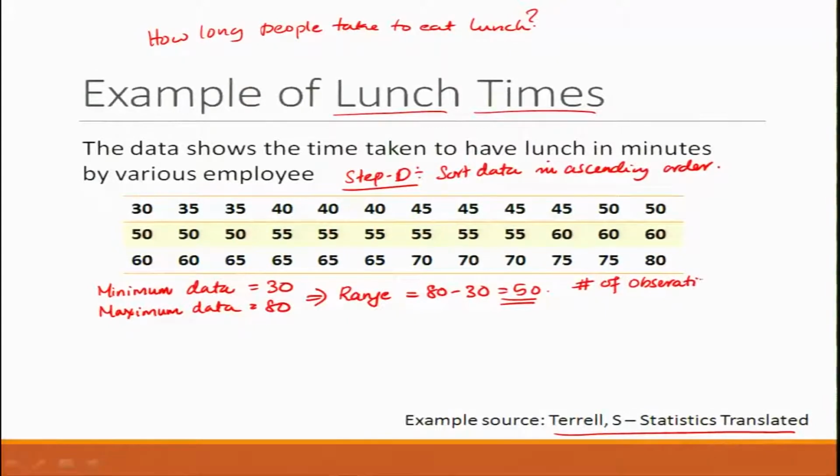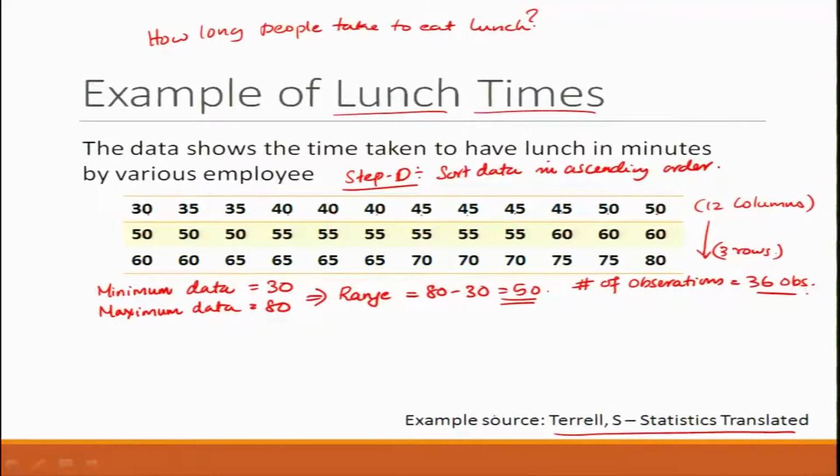Number of observations, how many are there? There is 1, 2, 3, 4, 5, 6, 7, 8, 9, 10, 11, 12. 12 observations, so 12 columns, and this way you have 3 rows. So, 12 times 3, 36. So, 36 observations you have.